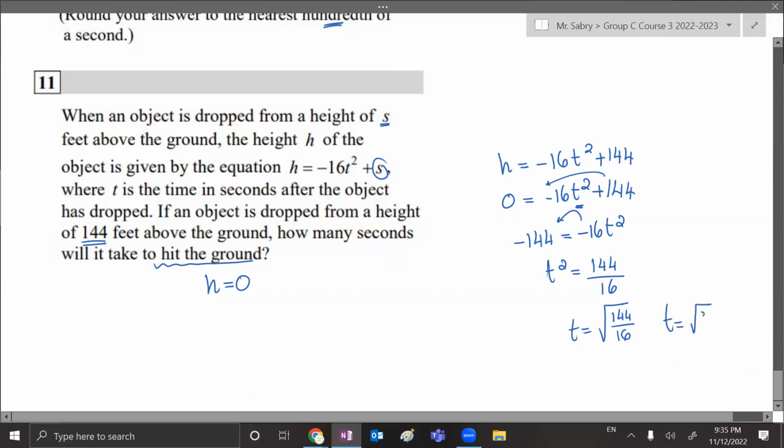So it's actually root 9. And 144 over 16 is 9. So then root 9 is equal to 3. So t is equal to 3 seconds. Correct.